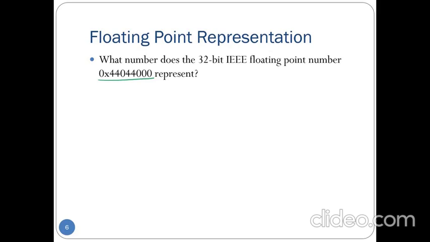So this 4 in binary is basically 0100. Every hexadecimal digit becomes 4 bits of binary. So again the next 4 is 0100. This 0 is basically 4 zeros, then the next 4 is again 0100, followed by again 0100, and then there would be 12 zeros at the end.